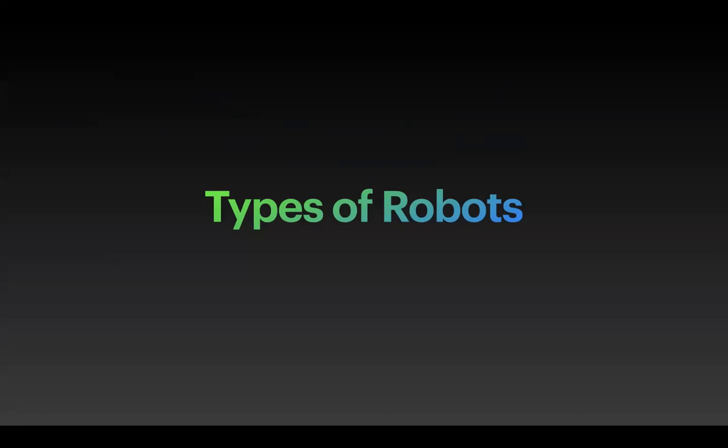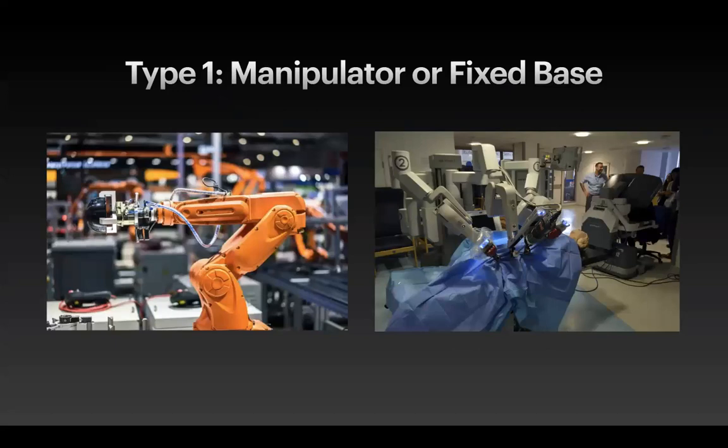Right? So there are a few. You can categorize these robots in different ways. Like I said, this is an introductory session, so I will not go deep. I will briefly explain these robot types. So type 1 is, you can categorize robots as manipulator or fixed base.